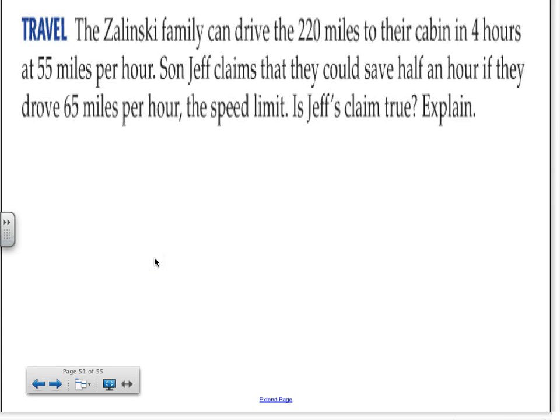Now, here's another context that I want you to use. It's a traveling problem. The Zelinski family can drive the 220 miles to their cabin in 4 hours at 55 miles per hour. Now, their son claims that he doesn't want to spend 4 hours on the road. He wants to cut half an hour out of that, so about 3.5 hours, if they can drive at 65 miles per hour.